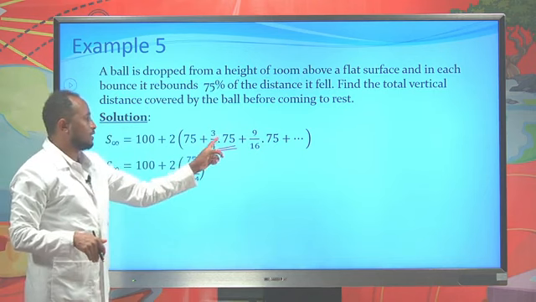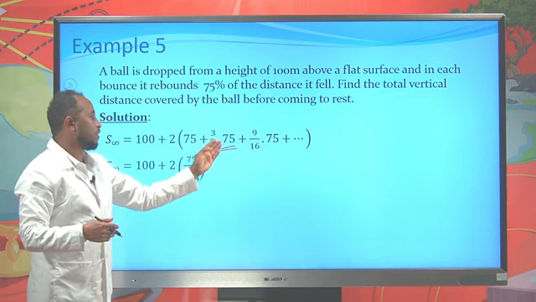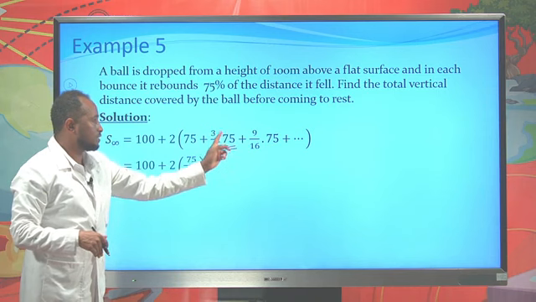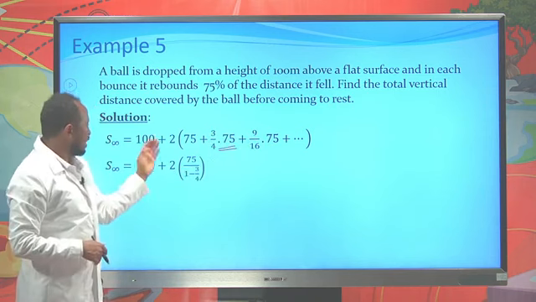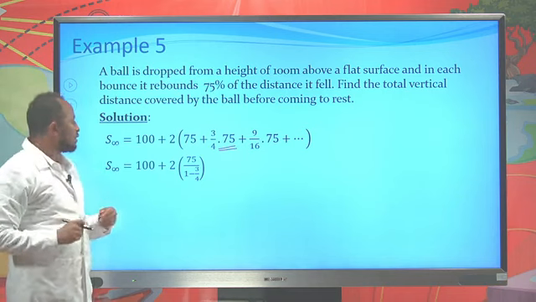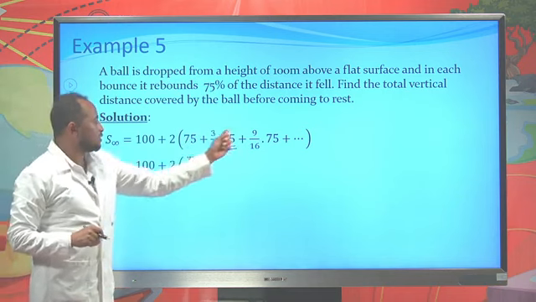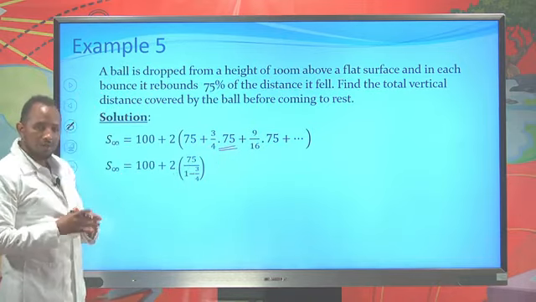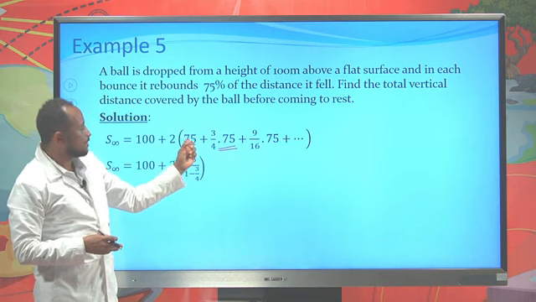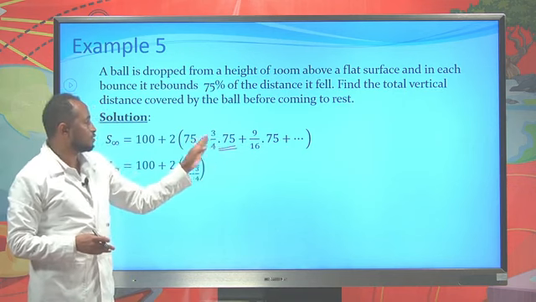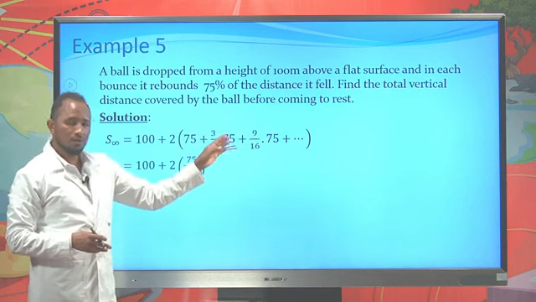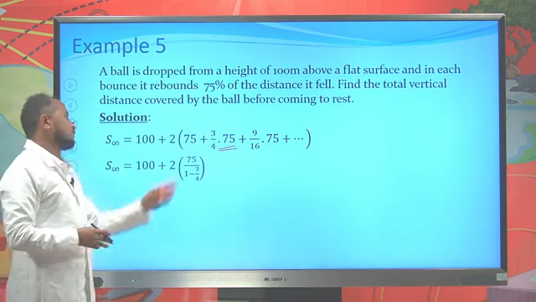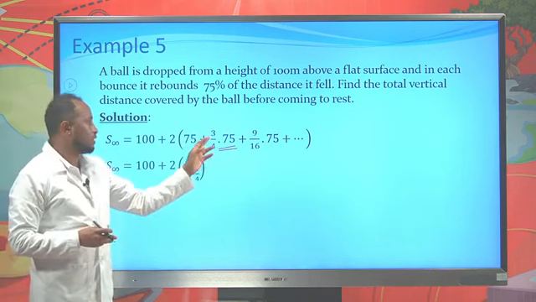Don't forget this one. On the next rebound also, it rebounds 3/4 of 75, rebounds and falls, so twice. All of these distances are twice. Therefore 100 is a single number, as it only falls down. Therefore 100 plus twice of, when you see this term, it is a geometric sequence with first term 75 and the common ratio 3/4. When you take the ratio of these two, you get 3/4. So this is a geometric series with first term 75 and common ratio 3/4.